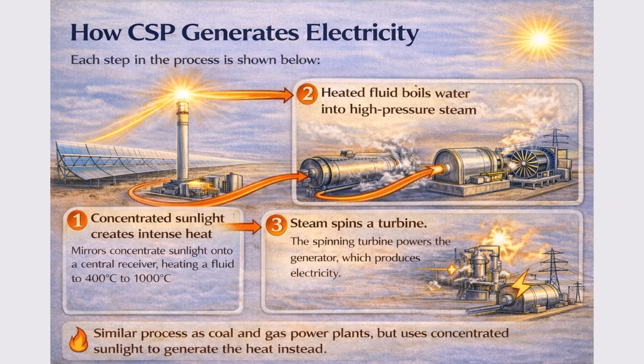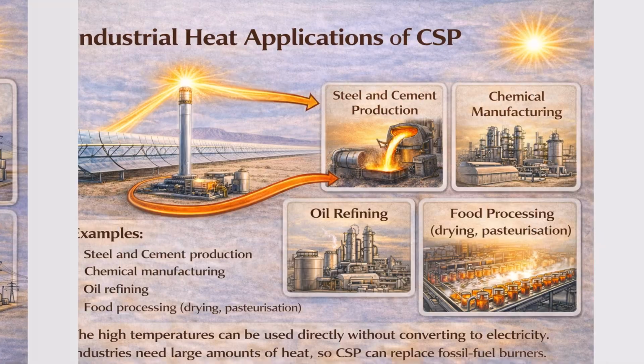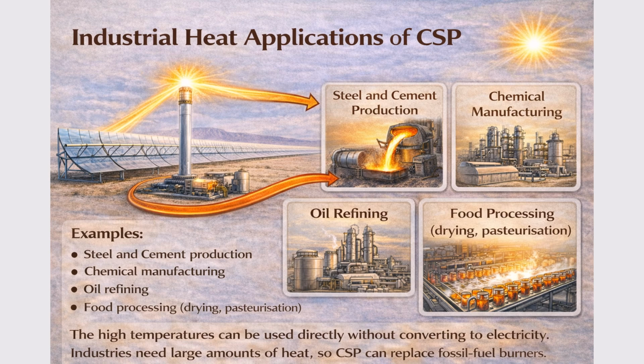That is fascinating. But can CSP do more than just generate electricity? Are there other uses for those very high temperatures? Absolutely. This is one of the most promising aspects of CSP. Because it produces very high temperature heat directly, it can supply industrial processes that need large amounts of heat but do not need to convert it to electricity first.